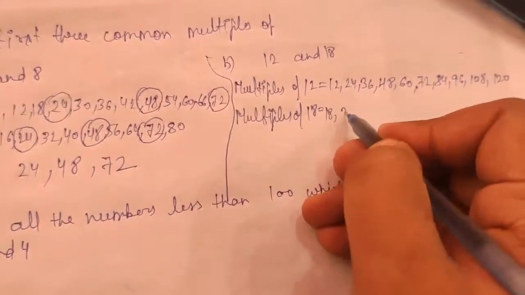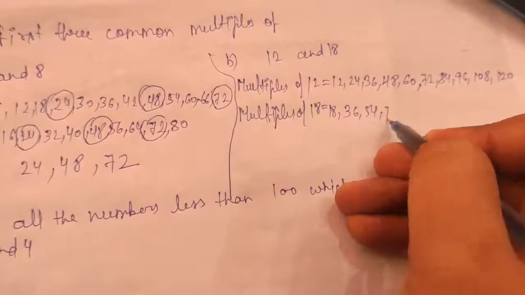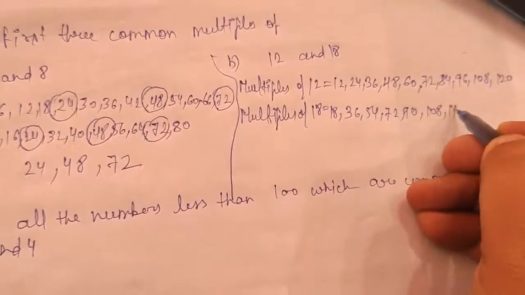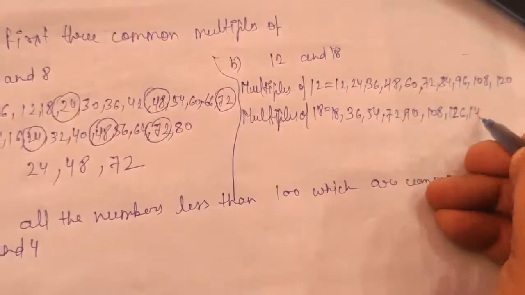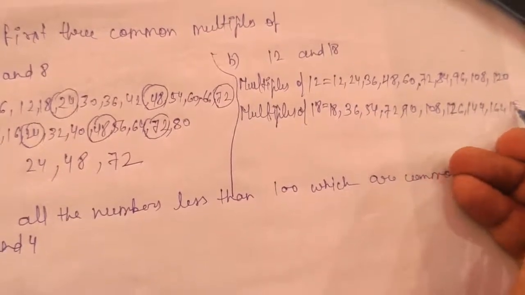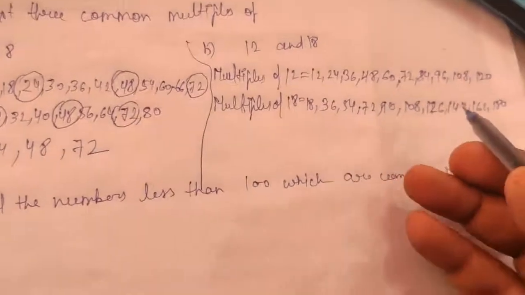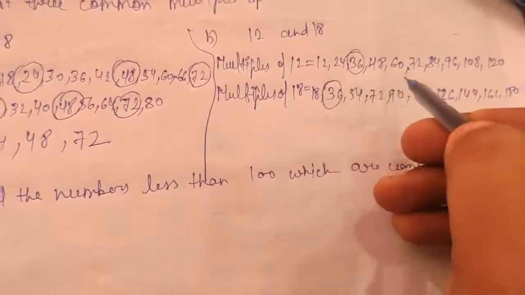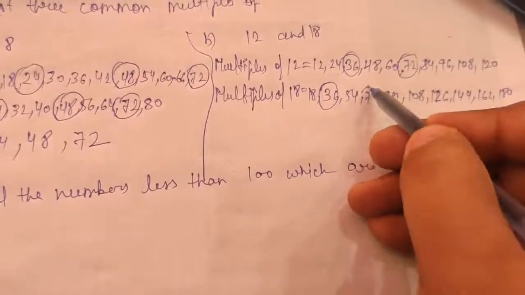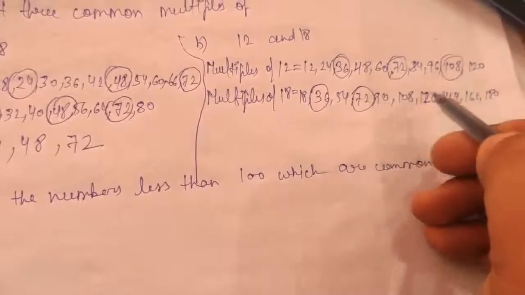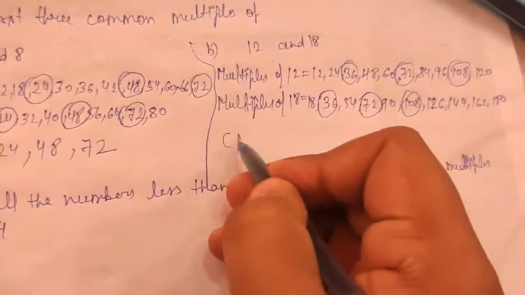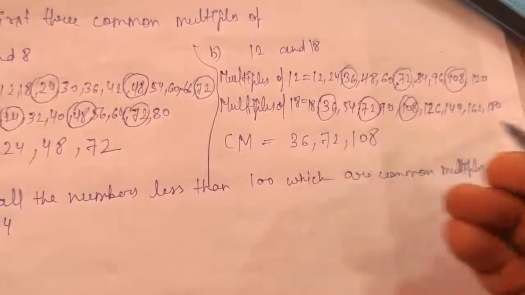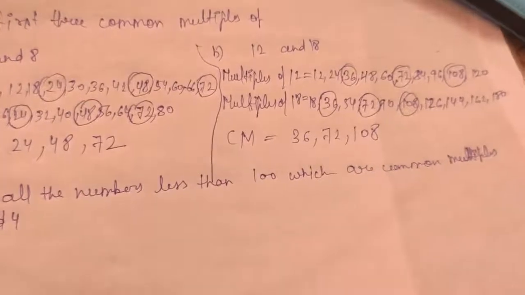In the table of 18: 18, 36, 54, 72, 90, 108, 126, 144, 162 and 180. Now here we will find the common ones. You can see 36 is common, then 72 is common, and then 108 is common. It means the first three common multiples are 36, 72 and 108. In this way you can do it.